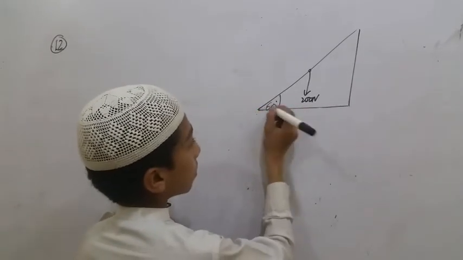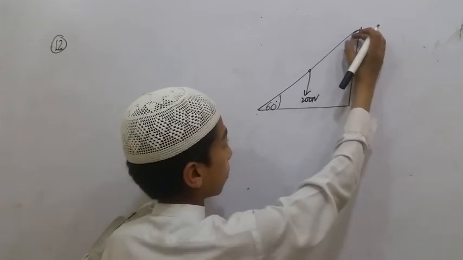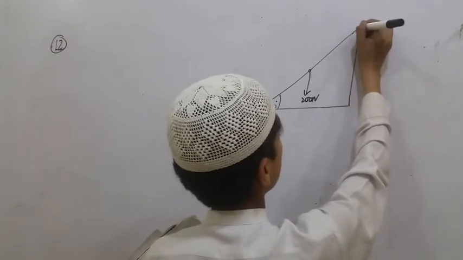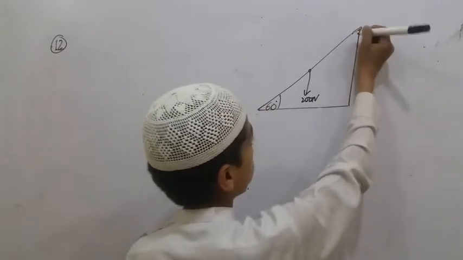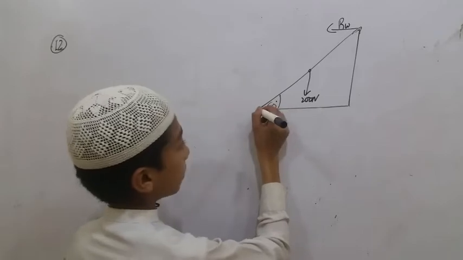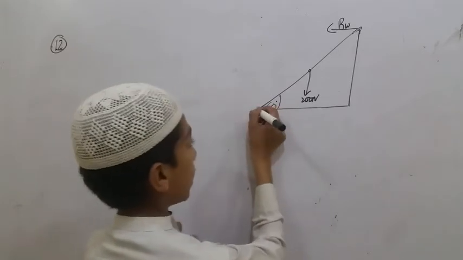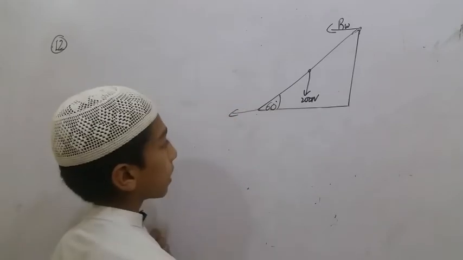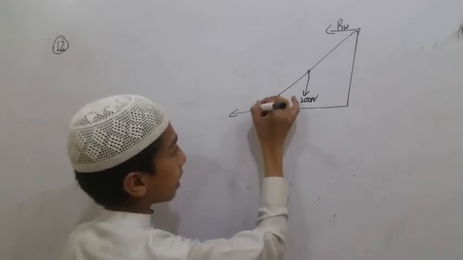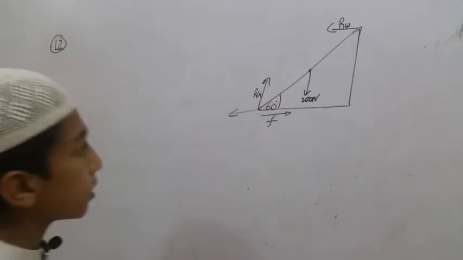Here the ladder's weight acts on the wall and the wall reacts on the ladder. So this reaction is normal to the wall. So here this is the normal reaction of the wall, and if the ladder slips, then the ladder will move in this direction, and friction is always opposite to the direction of motion, so friction will be in this direction, and this is the normal reaction of the ground.